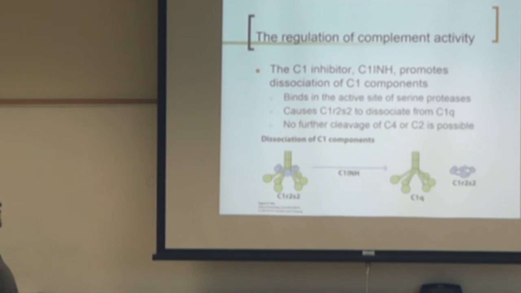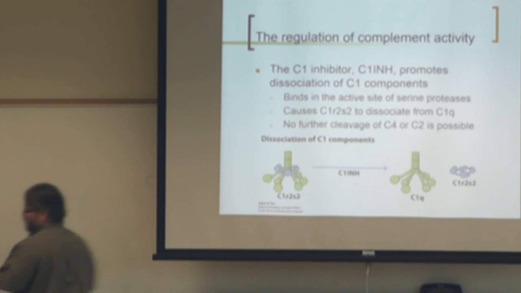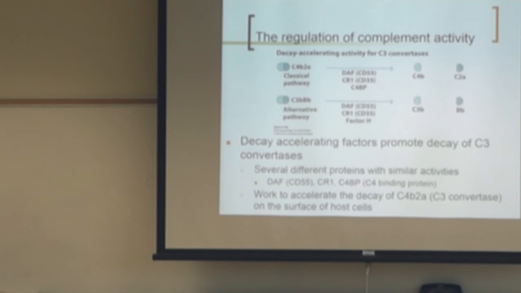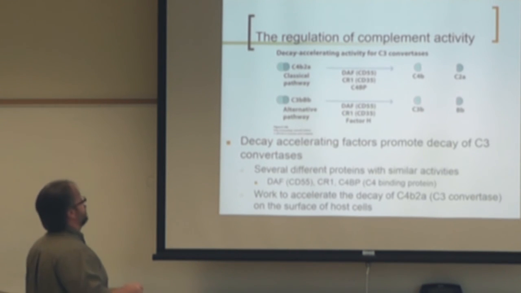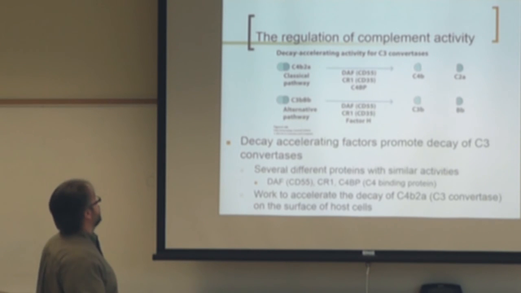C1 inhibitor promotes dissociation of C1 components. So you can go through and we have expression of that. I'm going to just run through these because you can look at them later. C4, so we've got DAF. Again, these cause dissociation. When they're separate, they don't have enzymatic activity. They're in the wrong shape, wrong conformation. So if we can break them up, they won't do damage anymore. So we've got these molecules that are involved in breaking down those C3 convertases really quickly.